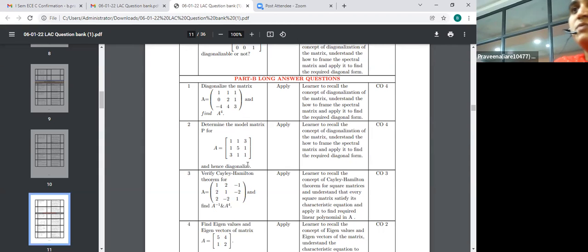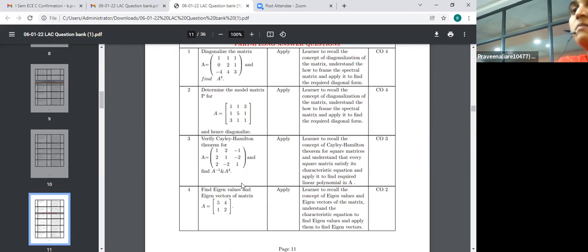Same as what I discussed in the previous session. First the modal matrix, after that diagonalize it. Next, third question: verify the Cayley-Hamilton theorem for A equal to 1, 2, minus 1, 2, 1, minus 2, 2, minus 2, 1, and find A inverse and A power 4. This is also there in your notebook, same procedure.